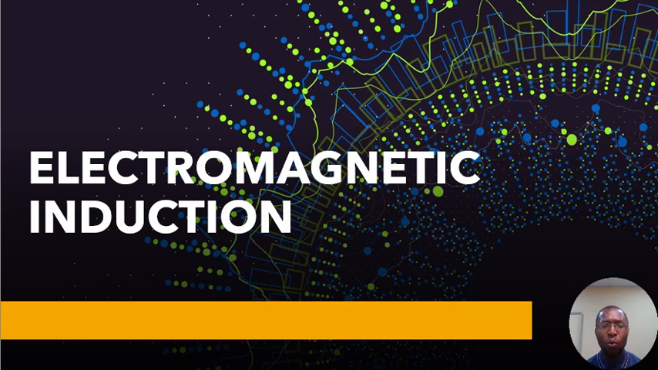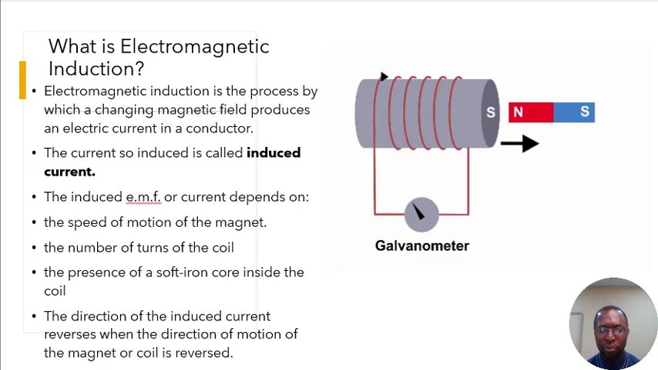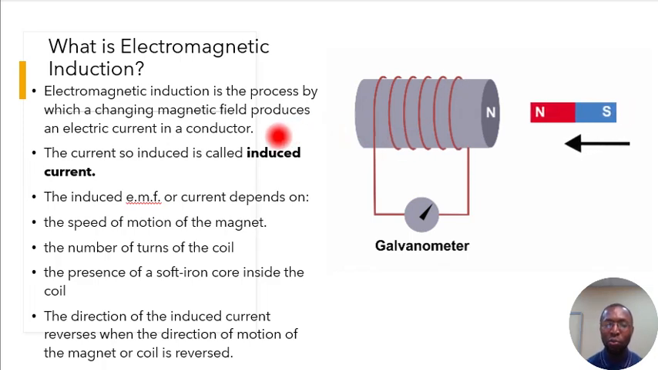All right, now when we talk about electromagnetic induction, it's simply defined as the process by which a changing magnetic field produces an electric current in a conductor. You'll be surprised that when you get a magnet, look at this magnet now. You get a magnet and you take that magnet through a conductor like this solenoid. Okay.